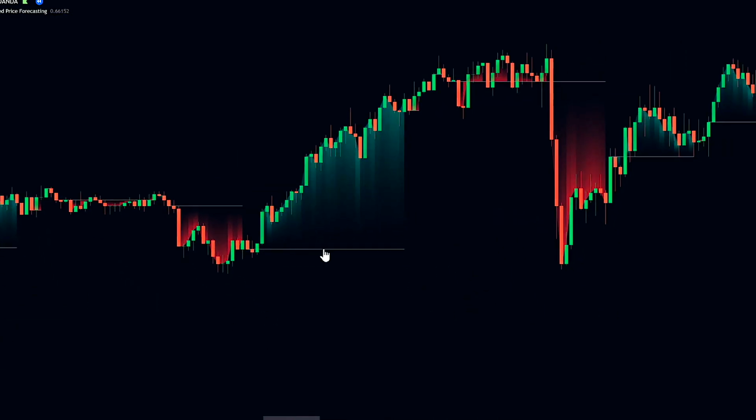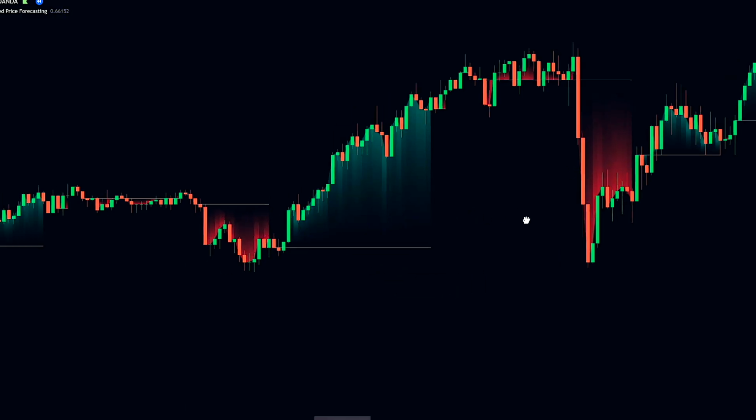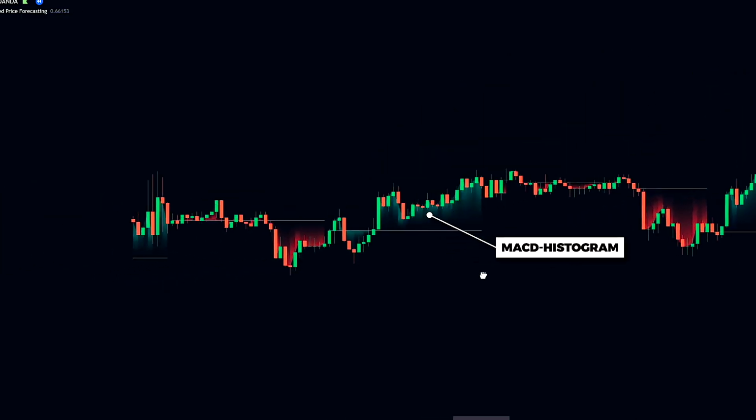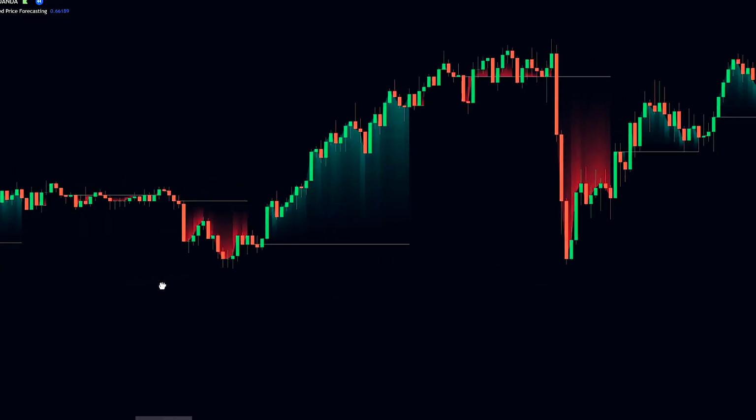First, you'll see this line. It marks the zero level from the standard MACD. Then you've got these red and green areas, which reflect the MACD histogram. It's basically a copy of the regular MACD.